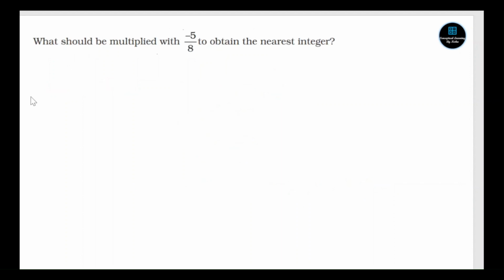What should be multiplied with negative 5/8 to obtain the nearest integer? Now see, first of all we have to understand what we mean by the nearest integer of negative 5/8. Do you remember the number line we learned so far? Let's quickly do this. If I talk about the number line, I have negative 5 over 8. Where is it, in between which two integers will it lie? Remember? Yes. It will lie between 0 and negative 1.